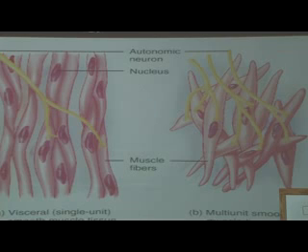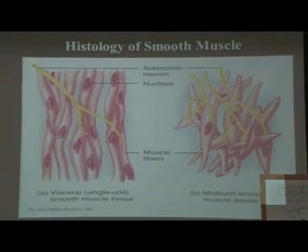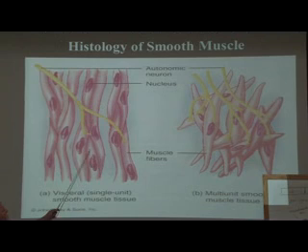It's quite interesting. And what I was talking about is if you looked at the digestive system, visceral smooth muscle, you have cells with gap junctions.